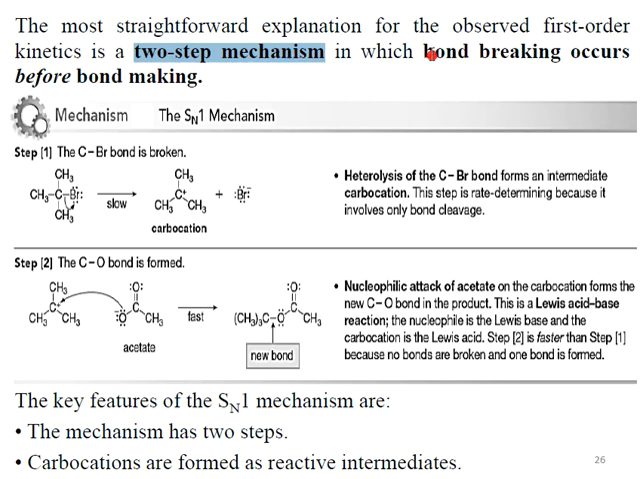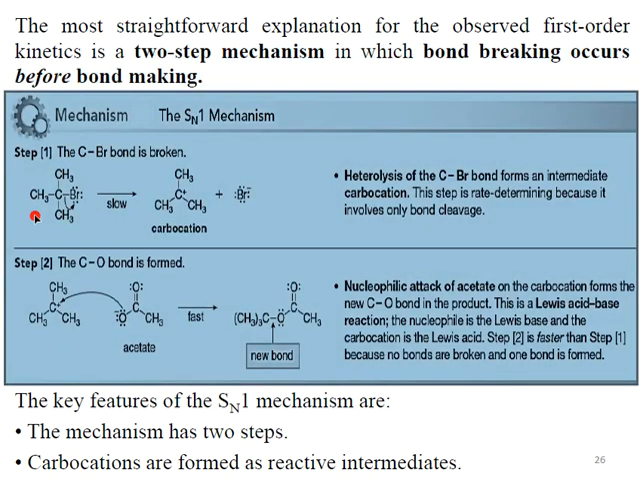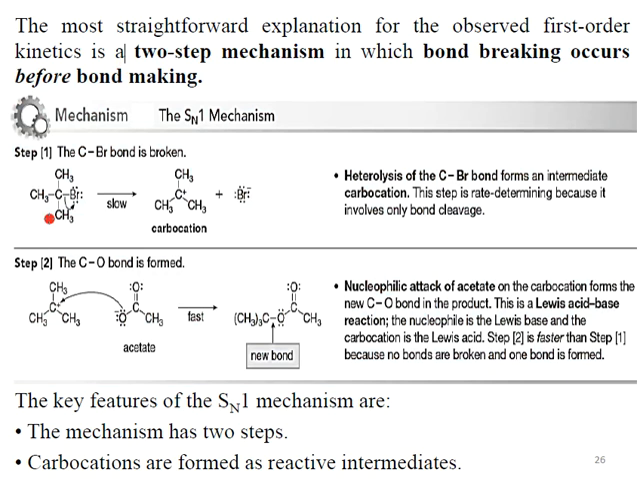Now, bond breaking occurs before bond making. For the first step, what do we have? We have bond breaking, the bond will be broken. For the next step, the bond will be formed. This is so important. We will take one example. Look at this tertiary alkyl halide. A tertiary alkyl halide just undergoes the SN1 mechanism. There is no SN2 mechanism.